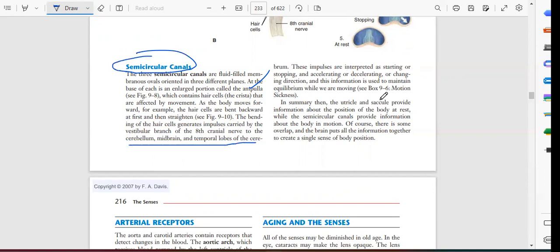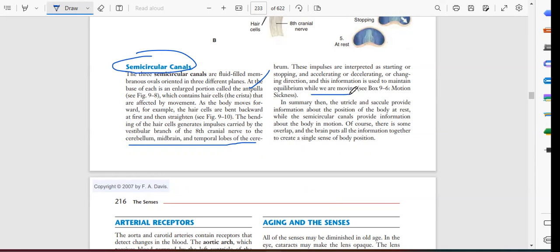These impulses are interpreted as starting or stopping, accelerating or decelerating, or changing direction. This information is used to maintain equilibrium while we are moving. So basically, the semicircular canals maintain the equilibrium when you are moving.